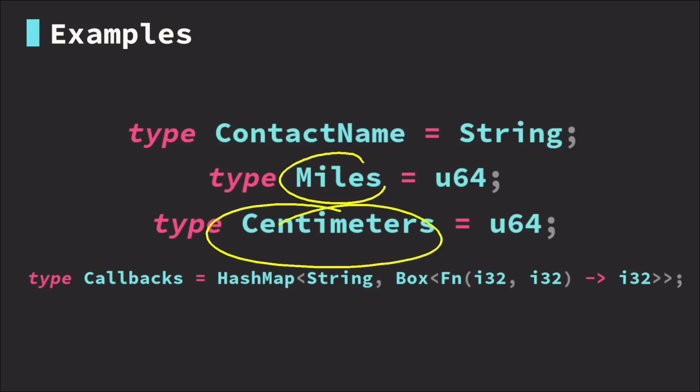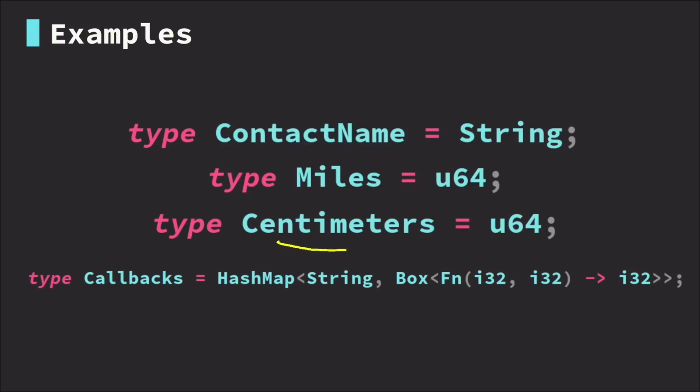Both miles and centimeters are unsigned 64-bit integers. Therefore, they can interact freely with each other. This is probably not desired, because you can have both of these as function parameters and the code will look fine, but you can accidentally use centimeters instead of miles, because both are unsigned 64-bit integers.